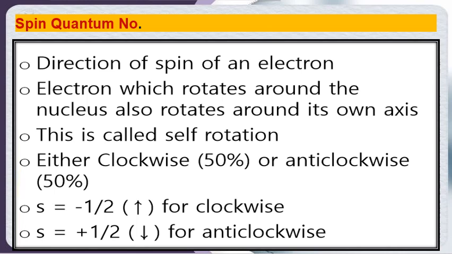Now the last one is the spin quantum number. Spin quantum number is represented by s. It gives you the direction of the spin of an electron. As you know, the electron is not only moving around the nucleus in the orbitals, but it is also rotating around its own axis. So its rotation can be of two types. It is a self rotation. It can be either 50% clockwise, or 50% anti-clockwise as well. So it is denoted as -half when it is clockwise movement around its own axis, and +half when it is anti-clockwise movement around its own axis.